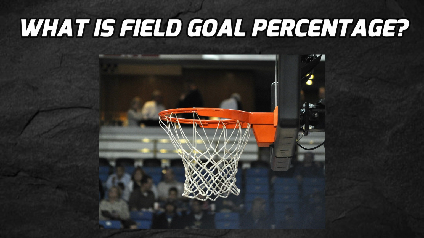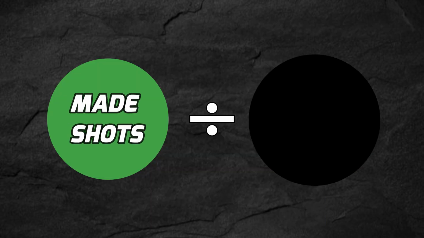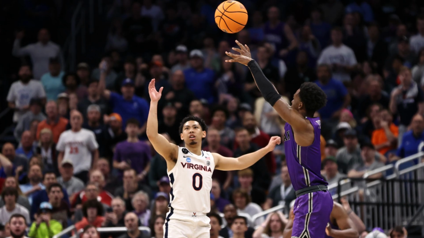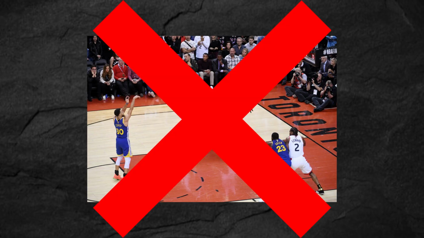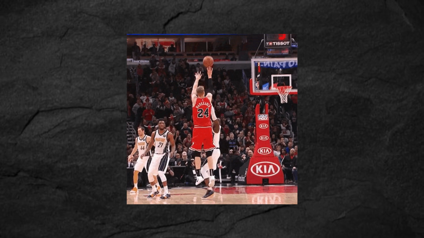Now, what exactly is field goal percentage? Simply put, it's the amount of made shots divided by the amount of attempted shots. Hence the name. This stat only includes shots attempted from the field and does not include free throws. The problem with field goal percentage is that it counts made 2s and made 3s equally. But obviously, making a 3 is better than making a 2.